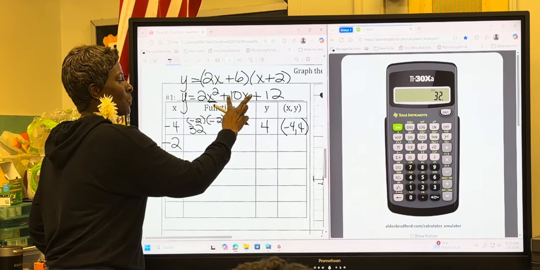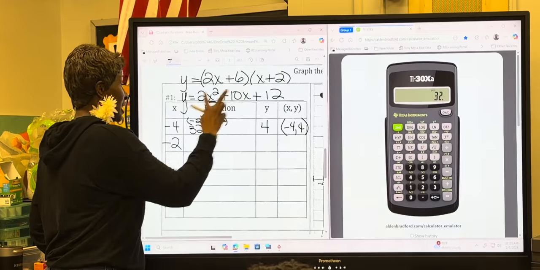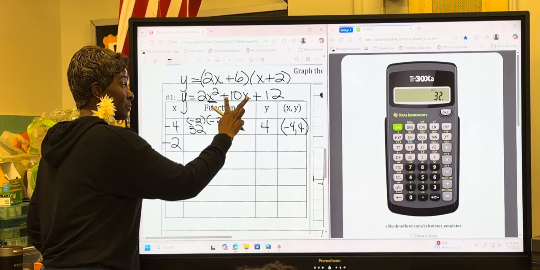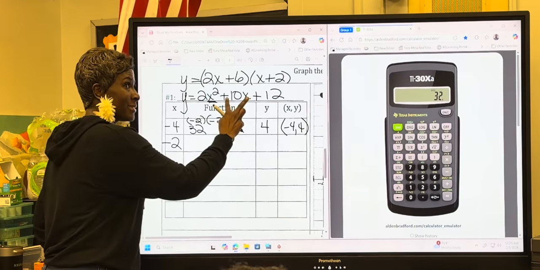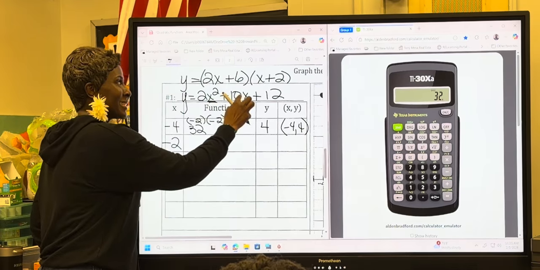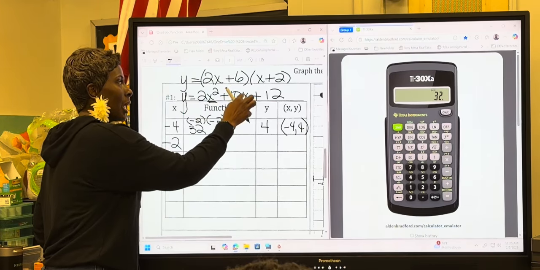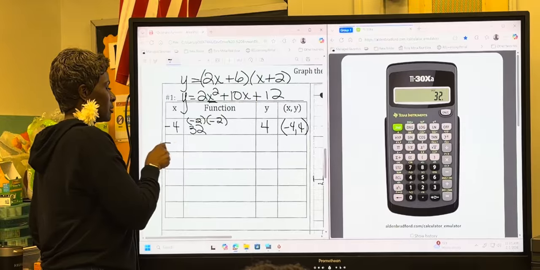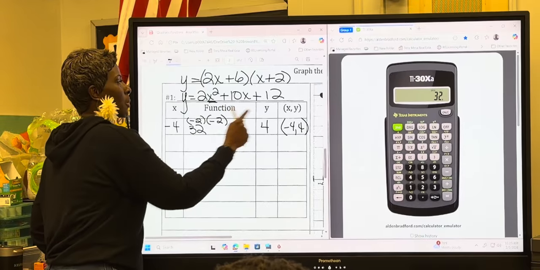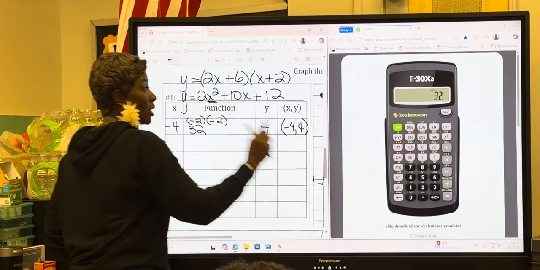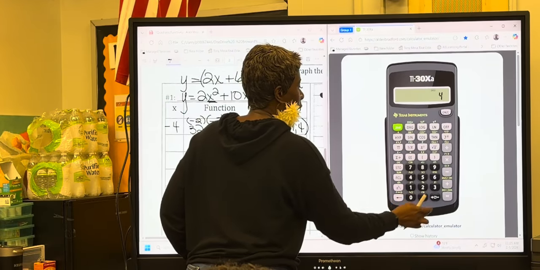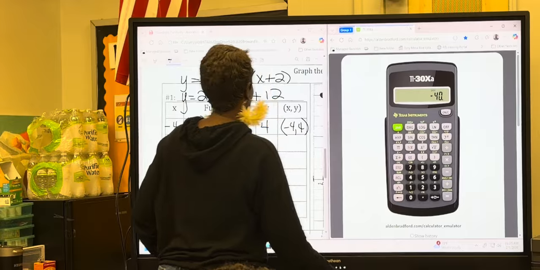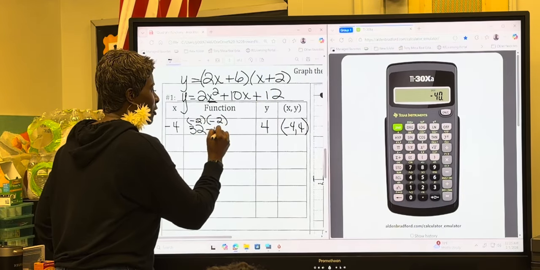Now what am I going to do for this part? The same thing. But what am I going to put in the calculator? 10, because that's what it says, times what? -4. We're doing this first one. What am I putting here? -4. So I'm going to put 10 times negative 4 equals, what do I get? -40. Minus 40.